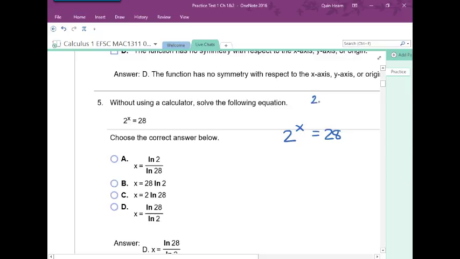The powers of 2 are, let's see, 2 squared, which is 4, 2 cubed, which is 8, 2 to the 4th, which is 16, 2 to the 5th, which is 32. And you can see we skipped right over 28. So this is not a power of 2. So we can't write this as, say, 2 to the 5th power on the right.